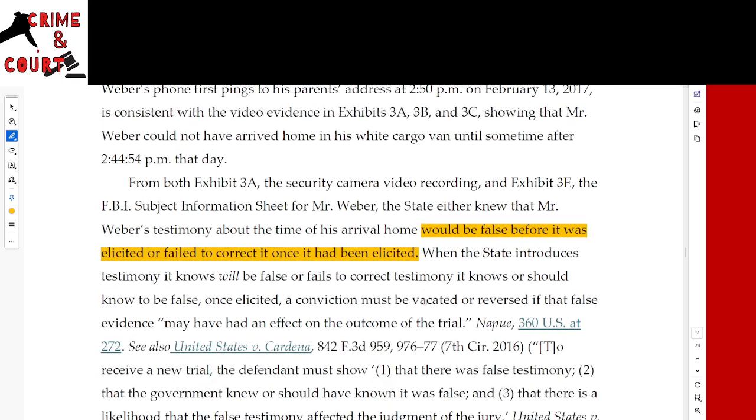When the state introduces testimony it knows will be false, or fails to correct testimony it knows or should know to be false once elicited, a conviction must be vacated or reversed if the false evidence may have had an effect on the outcome of the trial. And we know for a fact from the M Sheet podcast's interview with the juror, the van was a critical moment in convicting him. It's a critical piece of evidence that they looked at. That white van that supposedly only the killer would know happened to go down that road at a time when the murders supposedly already had taken place. So, how does that make sense?